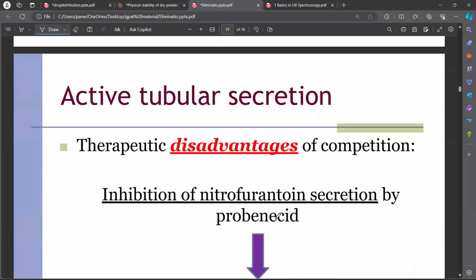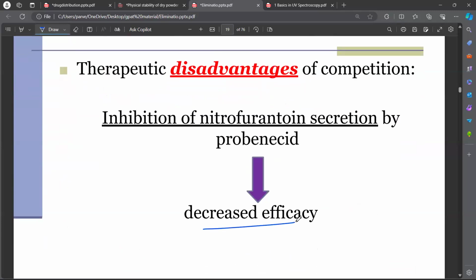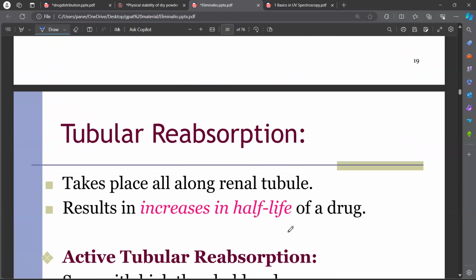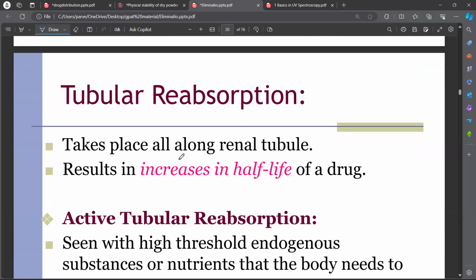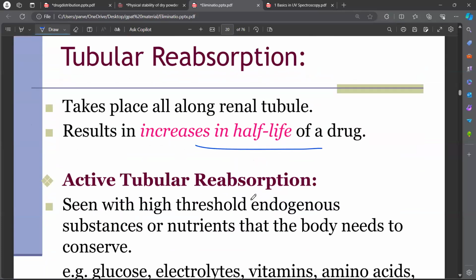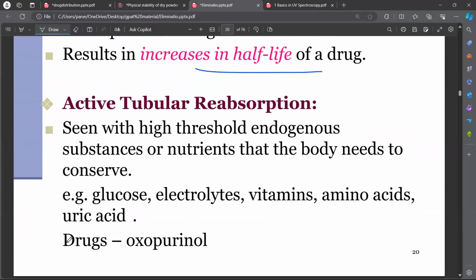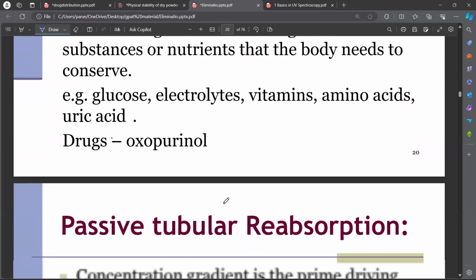So inhibition of the nitrofurantoin secretion by the probenecid decreases its efficiency. Tubular reabsorption: tubular reabsorption results in increasing the half-life of the drug. Mainly the highly lipophilic drugs and the glucose, electrolytes mainly undergo tubular reabsorption. Vitamins, amino acids, drugs like oxypurinol.